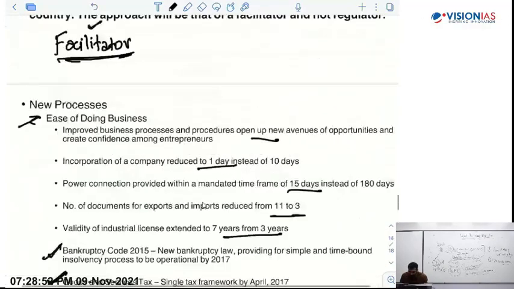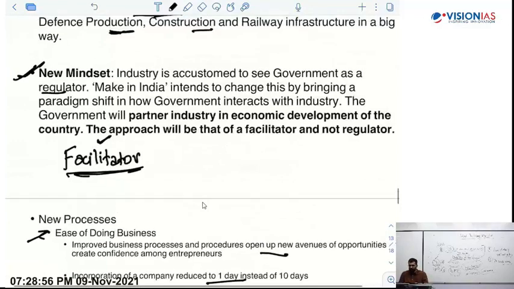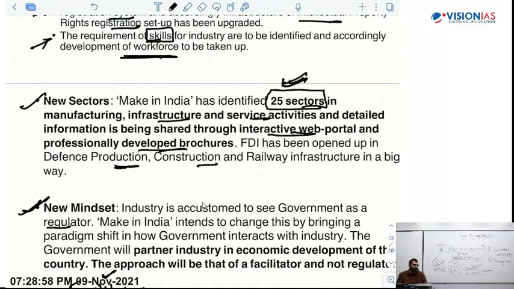New processes, new infrastructure, mindset changing, and new sectors, 25 sectors have been developed. You don't have to remember the 25 sectors. There's very less probability, but you still can have an overview of it.